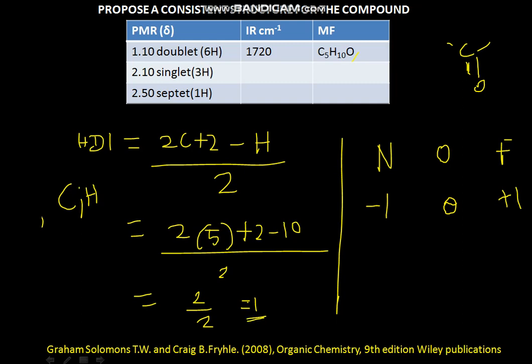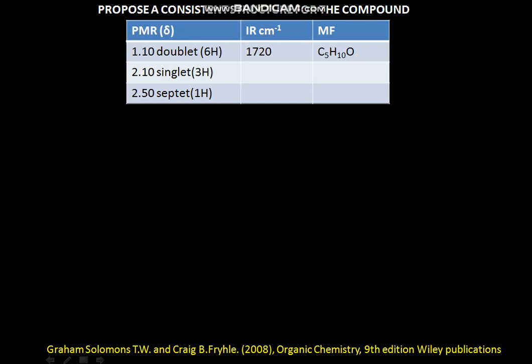Now what does this 1 signify? Maybe it has one double bond or maybe a ring. The IR data says that it has a carbonyl group. So there may be a chance of a double bond, and that double bond may be reflected here by the hydrogen deficiency index. Bear this in your mind. Now we'll go into the NMR data.